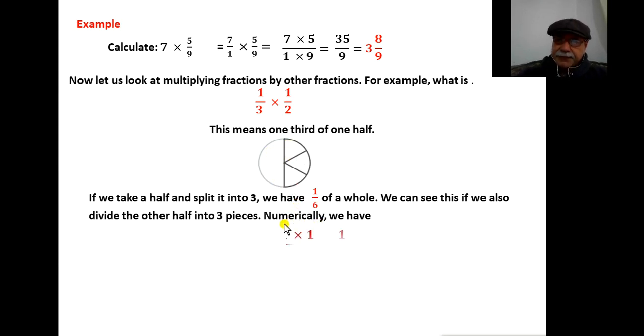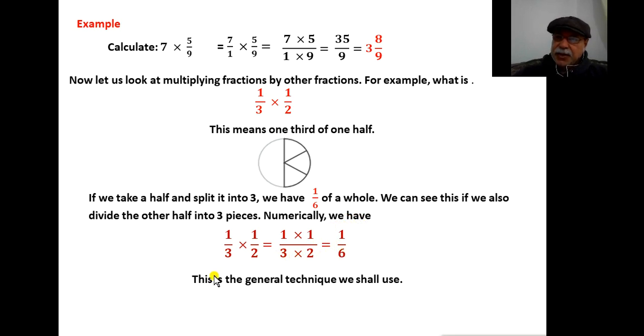That's why we get 1 times 1 is 1, 3 times 2 is 6, over 6, like this last result. This is the general technique we shall use. When you see different denominators, just multiply both together, numerator by numerator, denominator by denominator. We simplify after that.